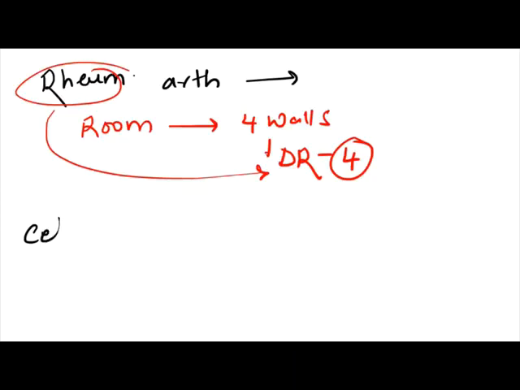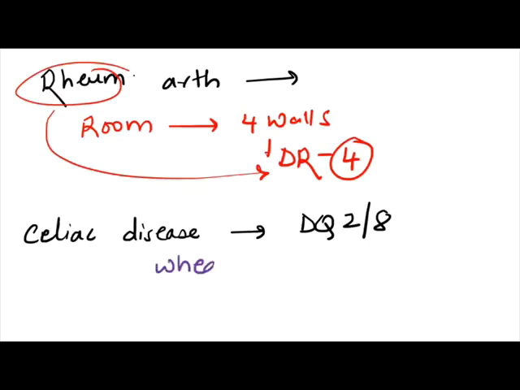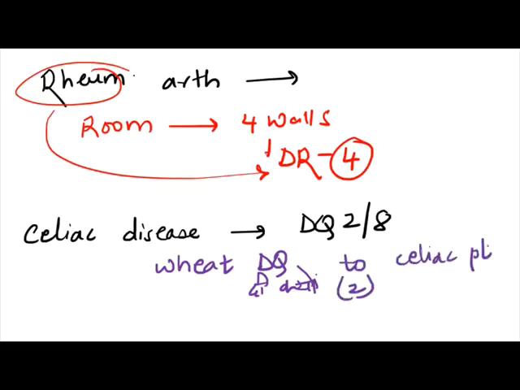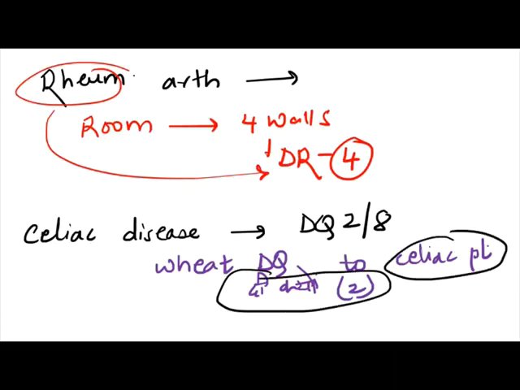HLA subtype associated with celiac sprue or celiac disease. So in celiac disease, wheat is avoided. The HLA subtype associated is DQ2. To remember, we have wheat, DQ, that is in Hindi, wheat DQ to celiac patient. So wheat DQ to celiac patient. So DQ2 is celiac disease.